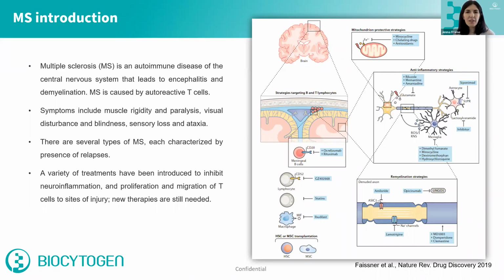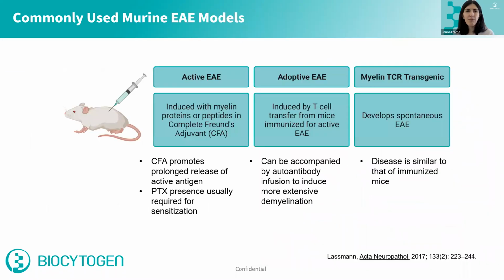And as you can see on the right side here, different strategies have been introduced to either inhibit neuroinflammation directly, such as mitochondrial protective strategies and remyelination strategies, as well as strategies that work to prevent the proliferation and migration of T cells to sites of injury. At present, the experimental autoimmune encephalitis model, or EAE model, is widely used in the study of multiple sclerosis due to its pathological characteristics of inflammation and demyelination, just like MS.